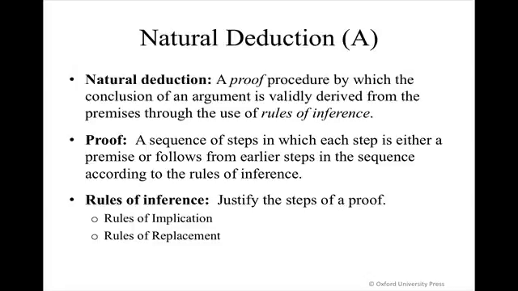First, we define natural deduction as a proof procedure by which the conclusion of an argument is validly derived from the premises through the use of rules of inference. We will see that some of these are already very familiar to you. You've been using them even if you haven't been aware of their formal names. We also can define a proof as a sequence of steps in which each step is either a premise or follows from earlier steps in the sequence. In other words, a step that follows from earlier steps would be considered an intermediate conclusion that is also a premise that leads us to the conclusion of the argument.